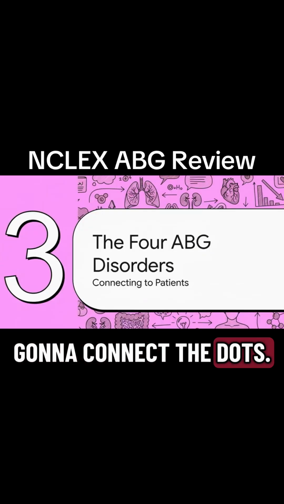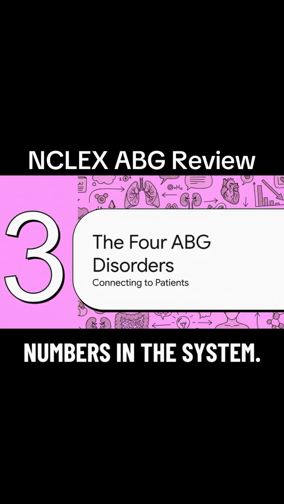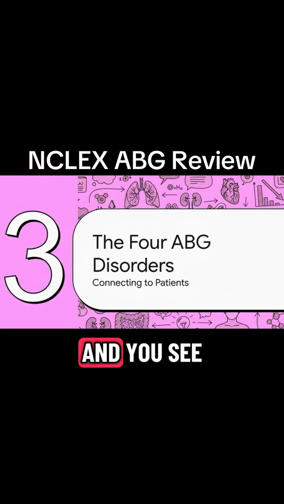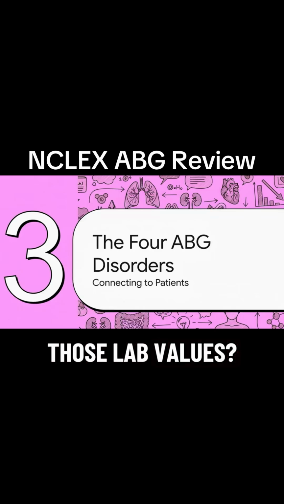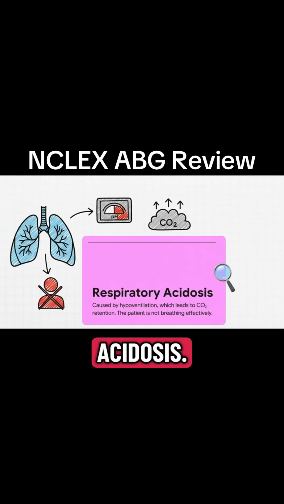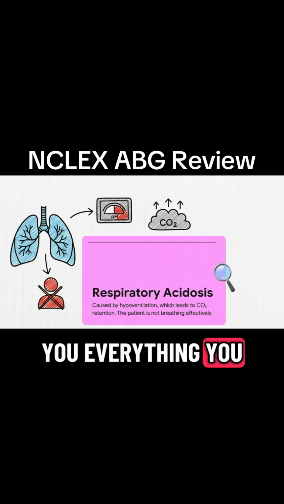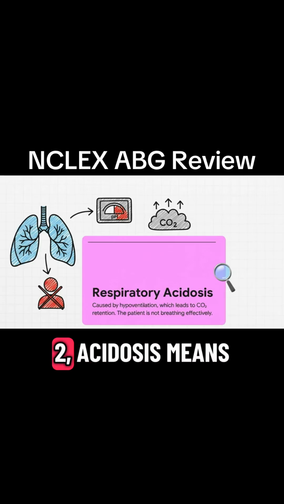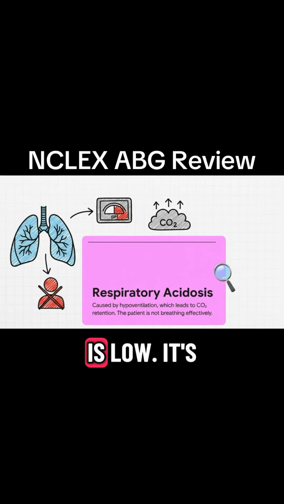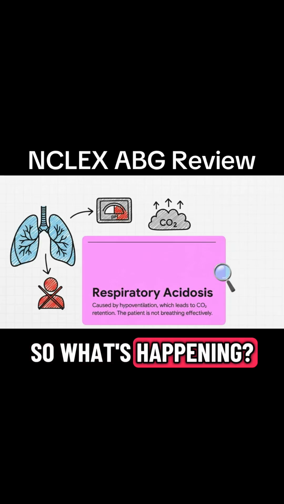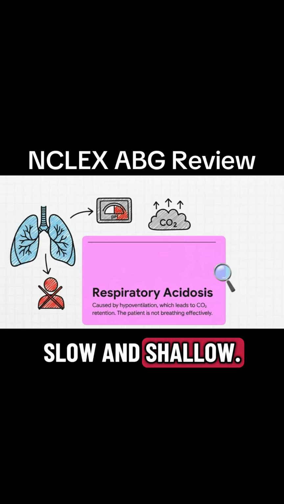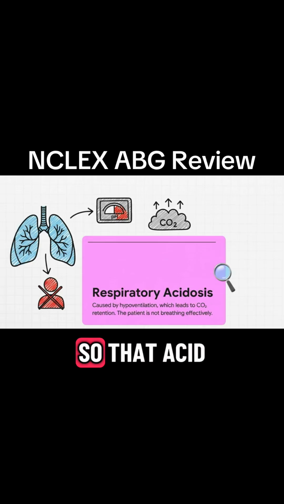So now we're going to connect the dots. We've got the numbers in the system, let's link them to what's actually happening with a patient. This is where it all starts to click and you see the why behind those lab values. First step, respiratory acidosis. The name tells you everything you need to know. Respiratory means the problem is with the lungs, with CO2. Acidosis means the pH is low, it's acidic. So what's happening? The patient is hypoventilating. Their breathing is slow and shallow. They're not blowing off enough CO2, so that acid gas builds up and pushes the pH down.